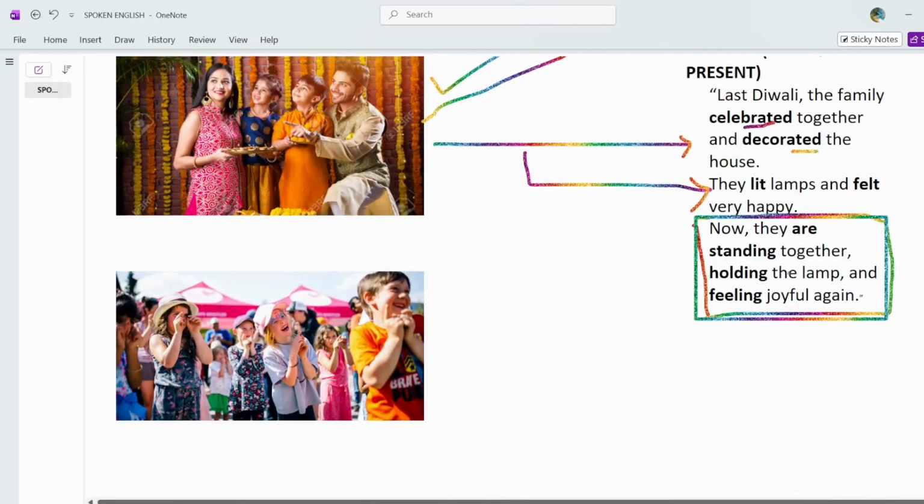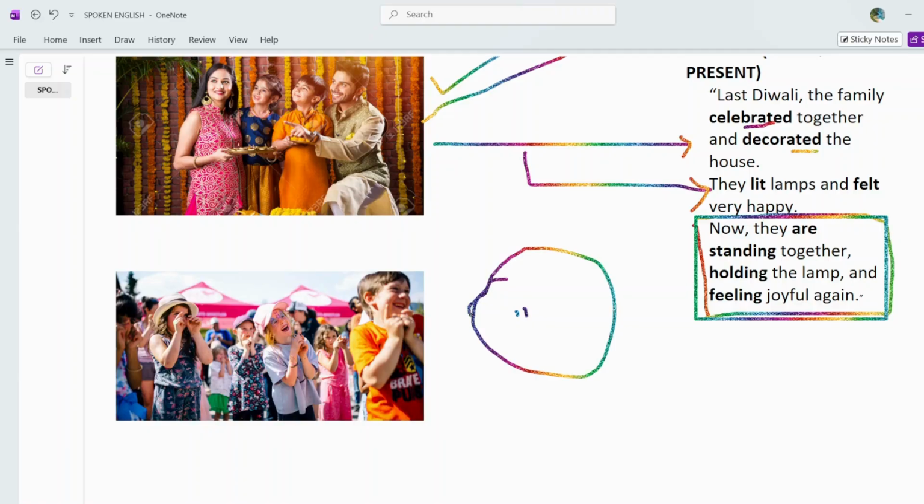So, the last square that I highlighted here is now they are standing, present continuous, together, holding the lamp, again present continuous, and feeling joyful again. The whole thing is in present tense, but it is continuous. So, that is what is important. This is again a strategy, guys. Please pause the video here. Very important when I'm telling you to pause the video, because we are looking at giving you quality sessions, not quantity. Please try and pause the video and practice. Practice is what will help you in the near future. All right, so pause the video here.